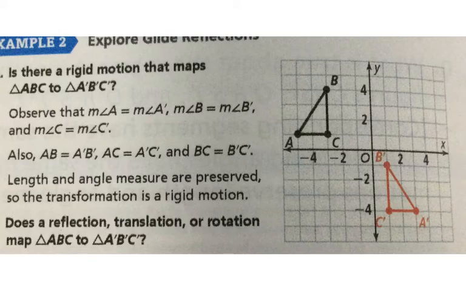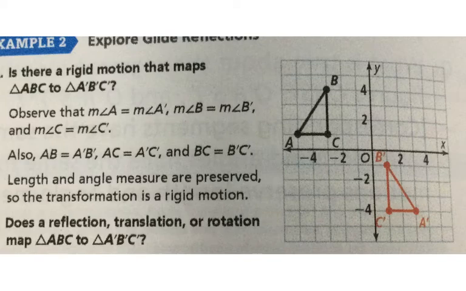Okay, so if I look at ABC and I look at A prime, B prime, C prime, do you guys think rigid motion has occurred? No. Why not? Okay, what does it mean to have rigid motion? It's where it moves and it stays the same. Right, the distances are the same, the angles are the same.